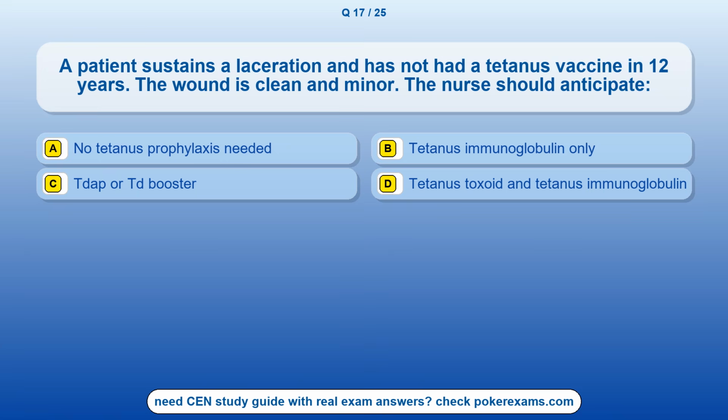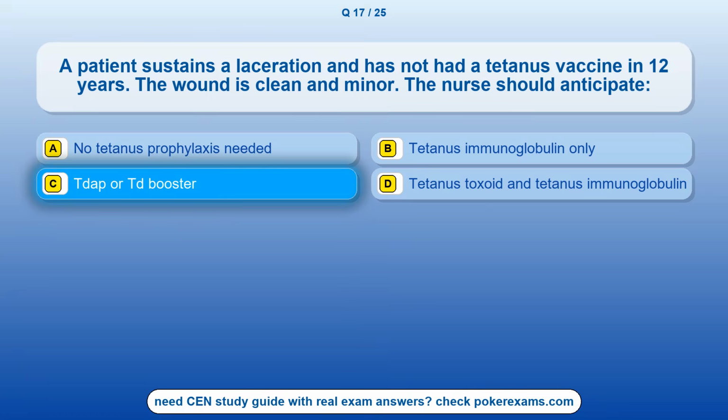Question 17. A patient sustains a laceration and has not had a tetanus vaccine in 12 years. The wound is clean and minor. The nurse should anticipate: Option A, no tetanus prophylaxis needed. Option B, a tetanus immunoglobulin only. Option C, Tdap or Td booster. Option D, a tetanus toxoid and tetanus immunoglobulin.